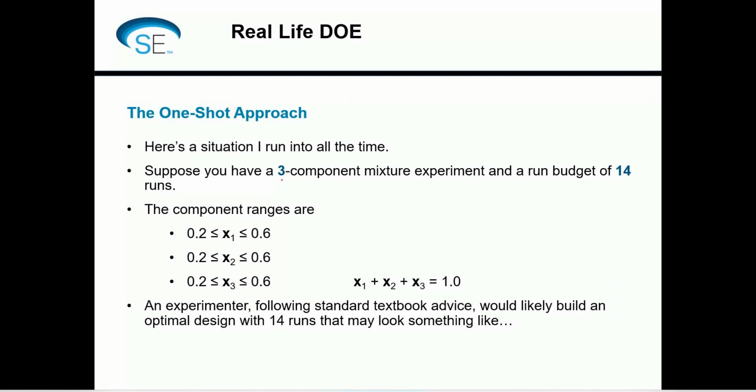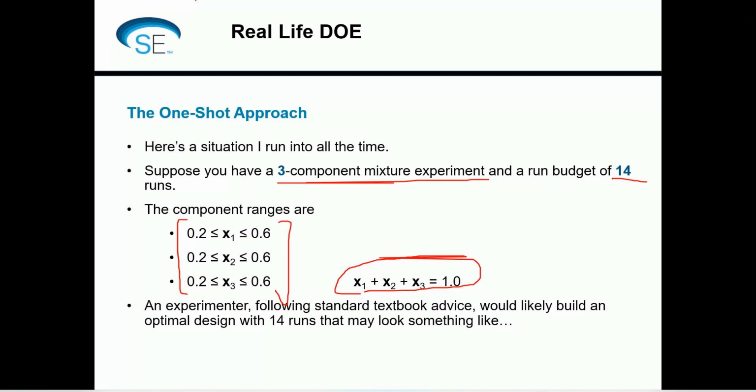Suppose you have just a three-component mixture experiment, so you're blending together three components in various proportions, and you have a run budget of, let's say, 14 runs, so not a huge experiment. And let's say that all of your components can have a low value of 0.2 and a high value of 0.6, and the total needs to sum up to 1.